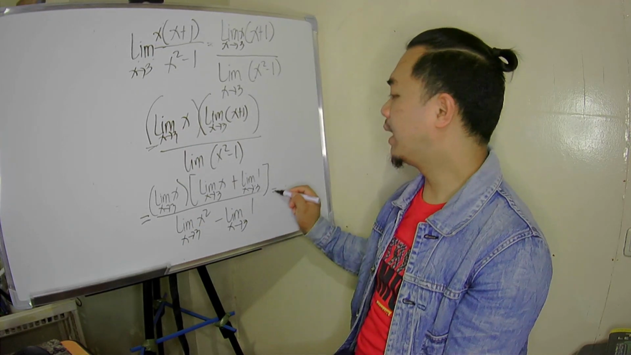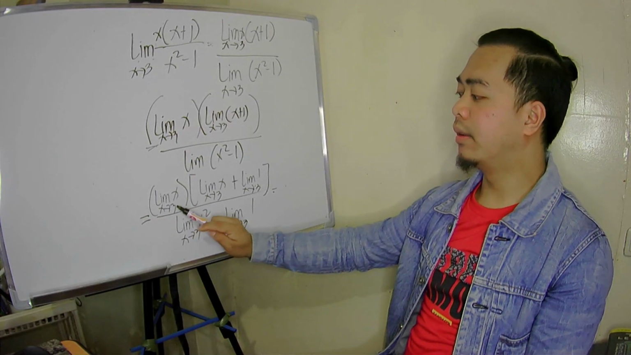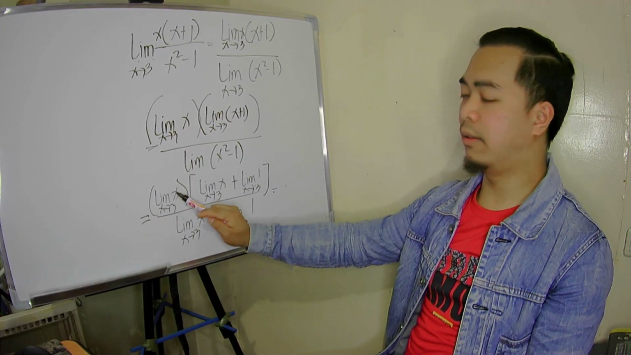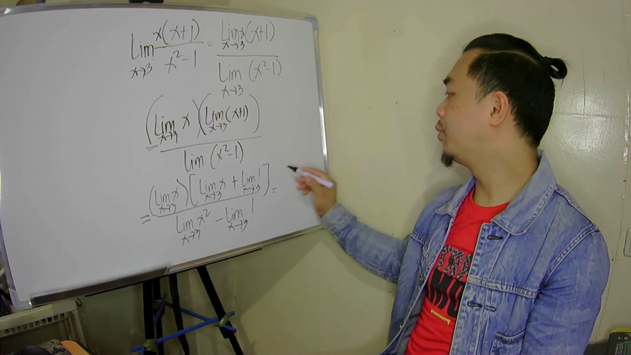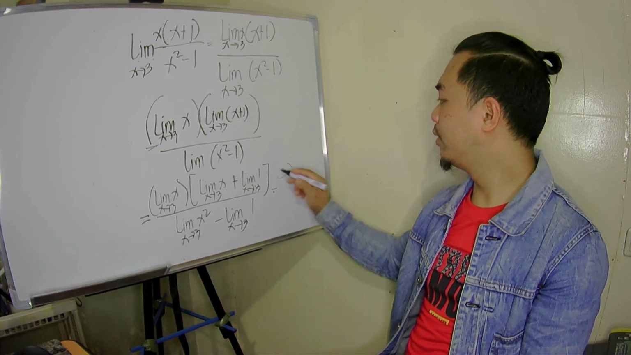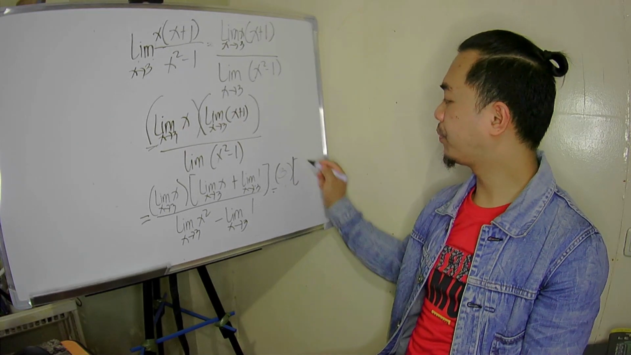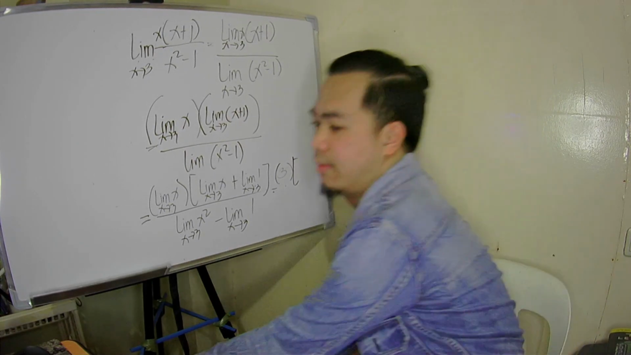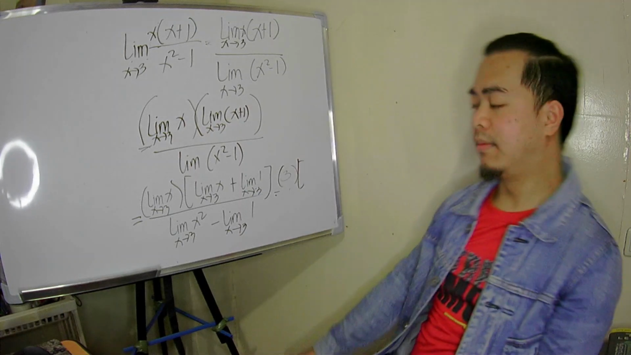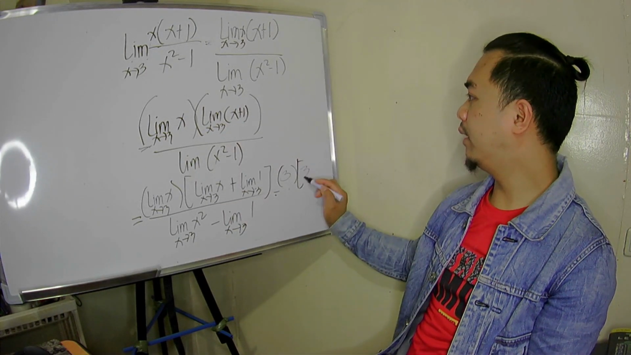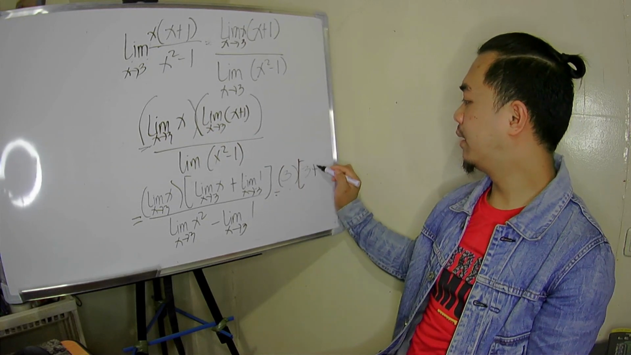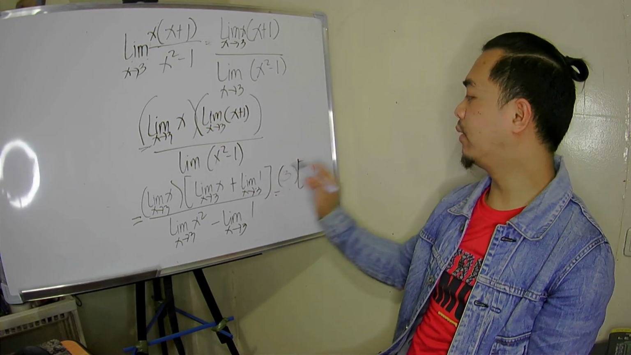We can now simplify. Let's substitute 3 here. Which property is that? 7 or 8? 8. So, 3 is the answer. Let's follow the operation. Again, 3: the limit of x is 3. Plus, this is a constant, 1, so it is just 1.